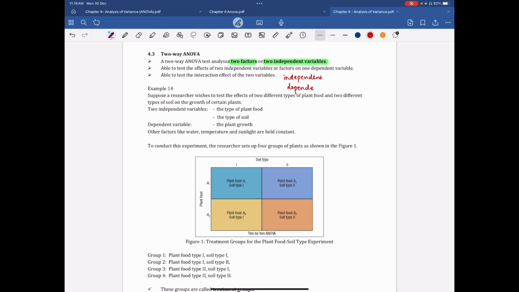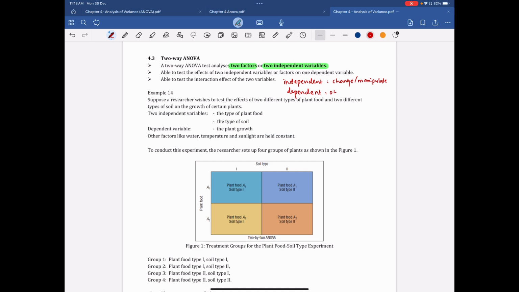Independent variables are variables that you, as the experimenter, change or manipulate to see what happens. While the dependent variable is the variable that you observe. In every experiment, you will have these two types of variables, so you have to determine and differentiate between what is independent and what is dependent.